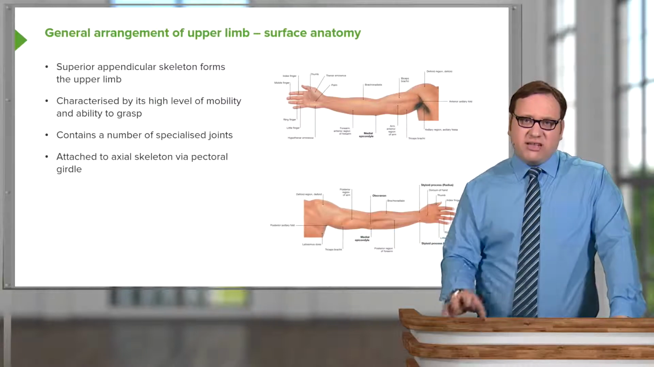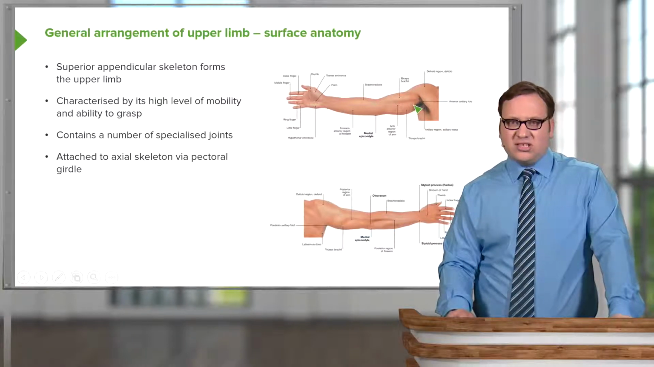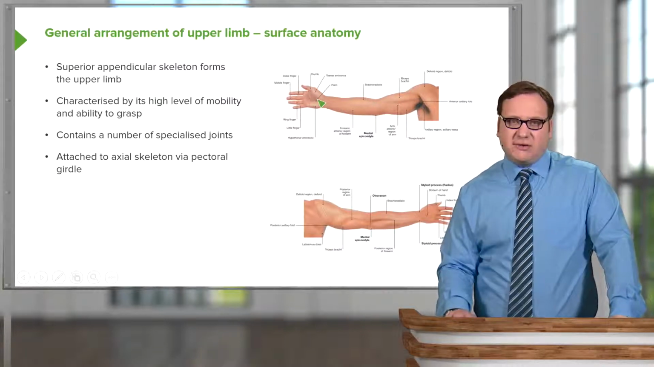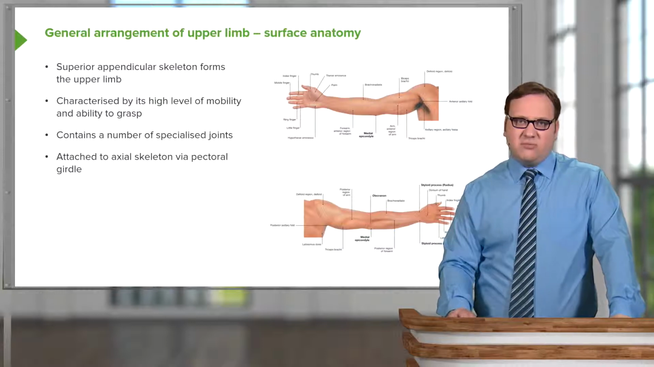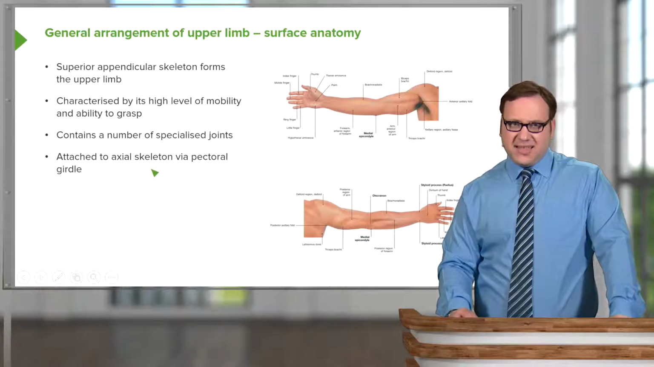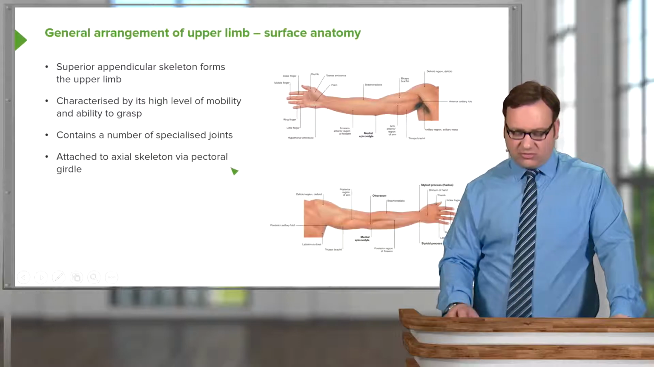There's a whole series of specialized joints in the upper limb. I mentioned one of them, the shoulder joint, and we'll see that in this lecture series. But the elbow joint and various joints most distally are very specialized, allowing for this increased range of movement. As I mentioned also, the axial skeleton is connected to this appendicular skeleton via the pectoral girdle.